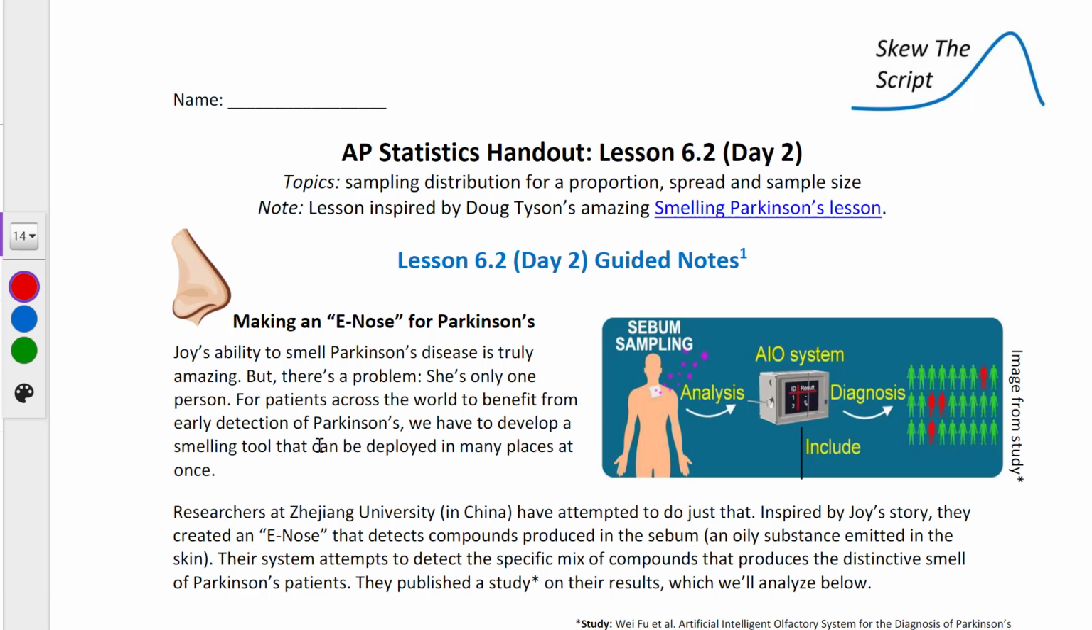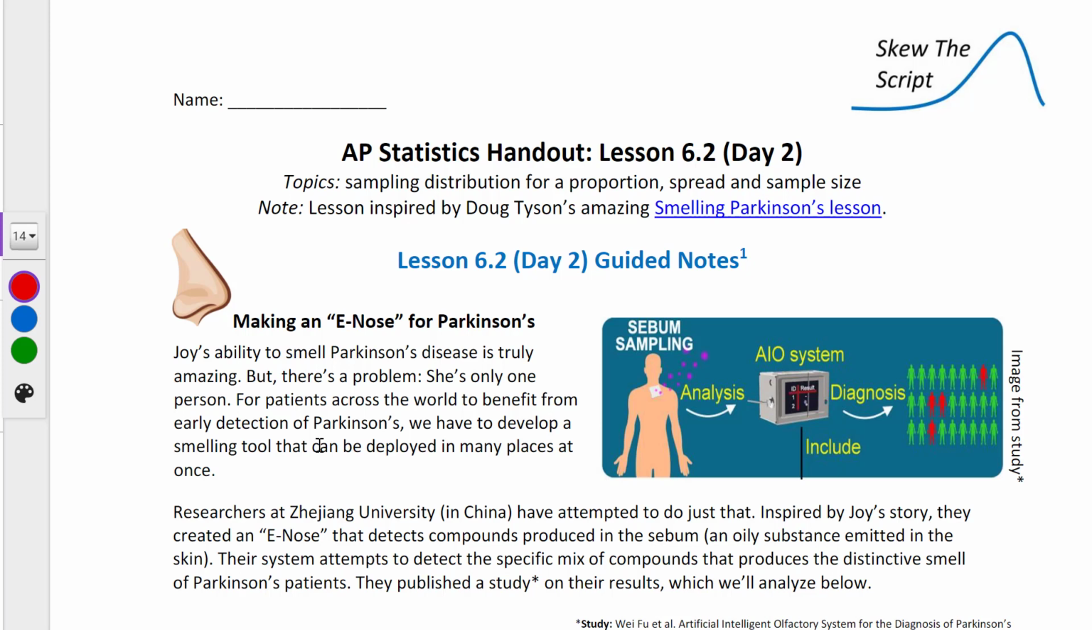Here we visit the lesson that you missed called Making an E-Nose for Parkinson's. If you recall, there was a video where Joy Milne was able to smell Parkinson's disease. So we actually did that activity at the start of the semester, probably our second or third class day. Well, obviously, Joy cannot run around the world smelling everybody, and who would want that job, right?